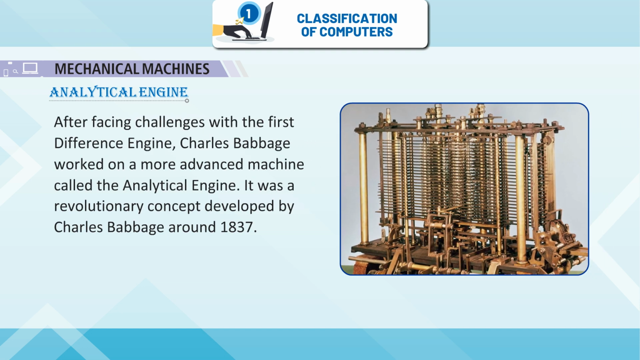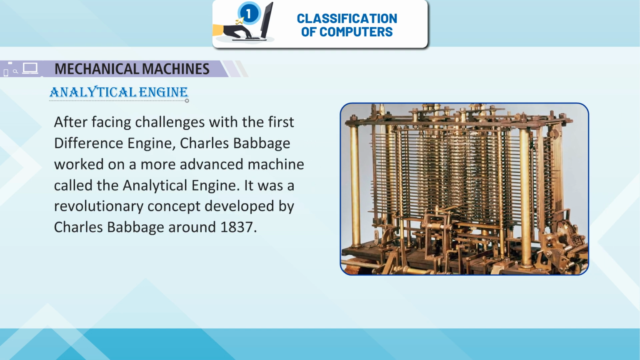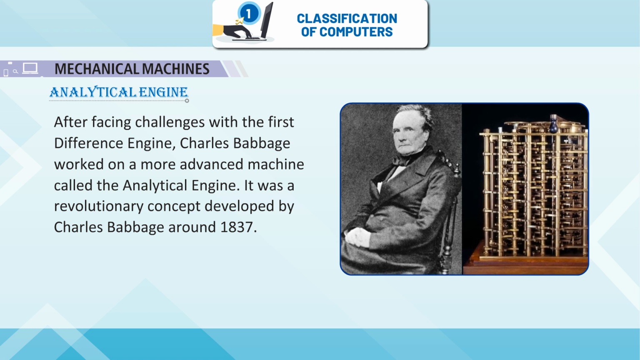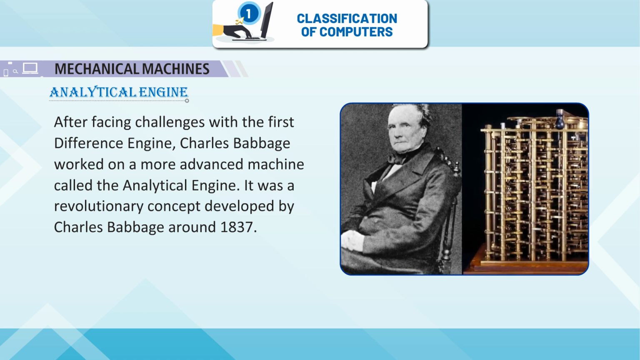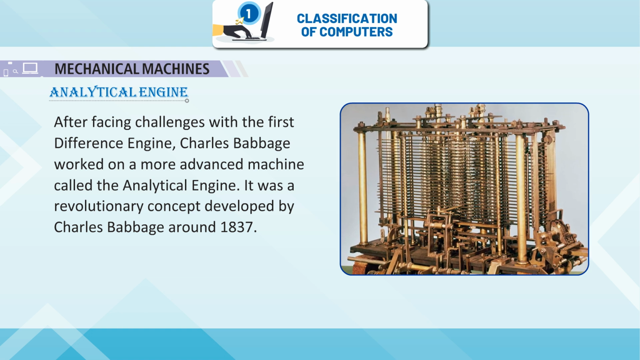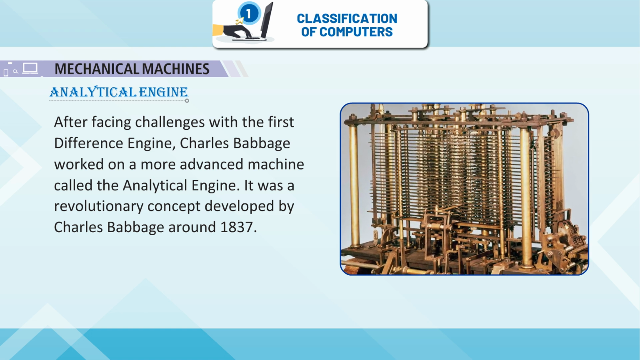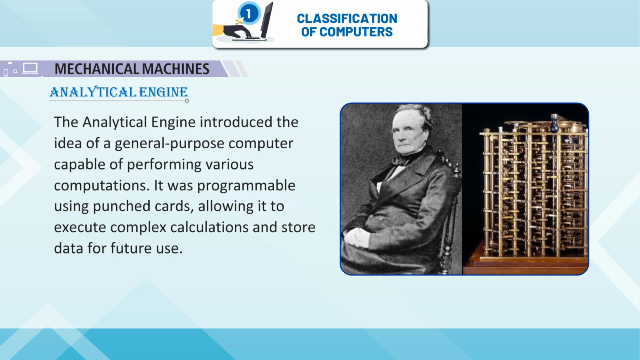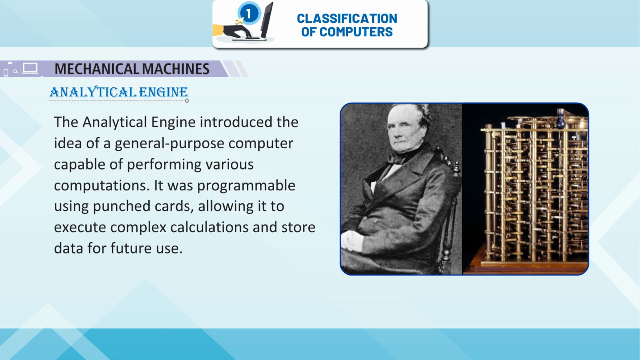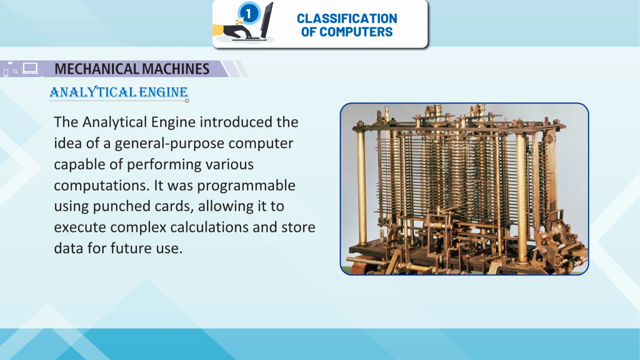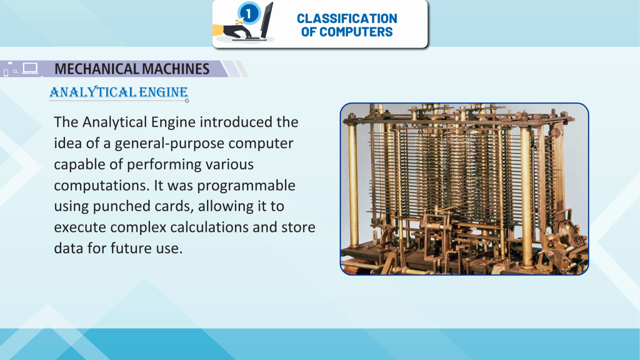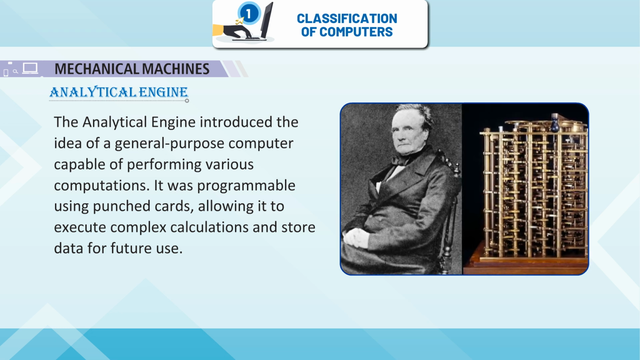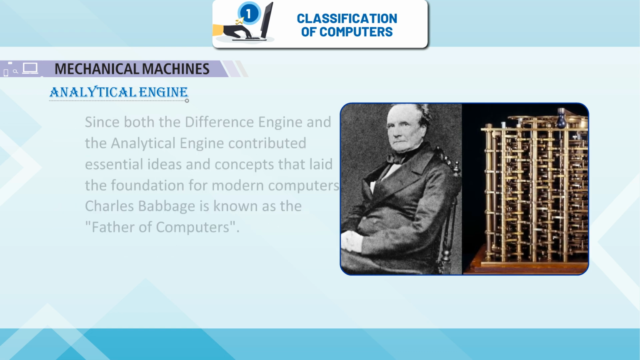Analytical engine. After facing challenges with the first difference engine, Charles Babbage worked on a more advanced machine called the analytical engine. It was a revolutionary concept developed by Charles Babbage around 1837. The analytical engine introduced the idea of a general-purpose computer capable of performing various computations. It was programmable using punched cards, allowing it to execute complex calculations and store data for future use.